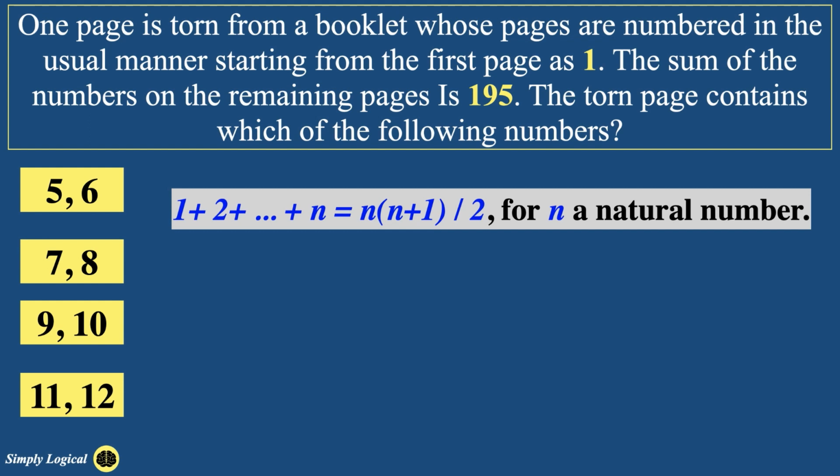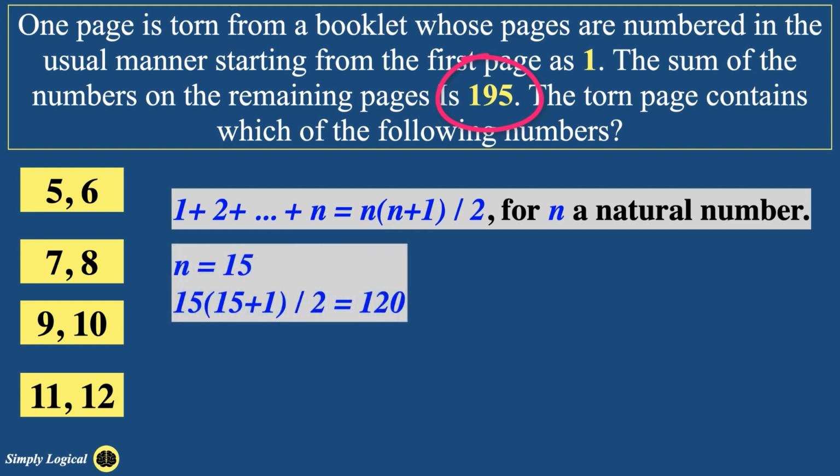Let's come back to the problem. Since page numbers are represented in the form of a natural number series, without doubt, the sum of all page numbers including the torn page must be greater than 195. Now the task is to substitute values of n till we get the number which is greater than 195. Now pick some random numbers. For example, first consider n equals 15. The sum of the first 15 natural numbers is 15 into 16 divided by 2, after applying the formula n into n plus 1 divided by 2, which is 120 after solving.